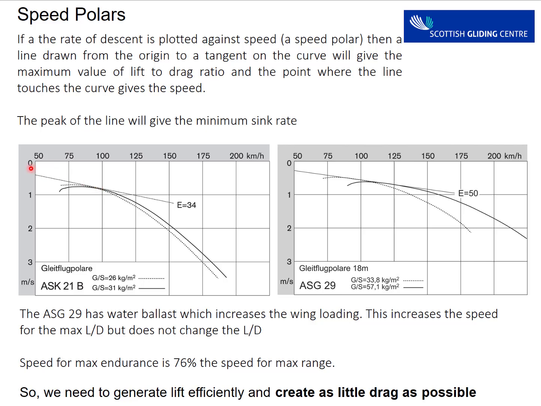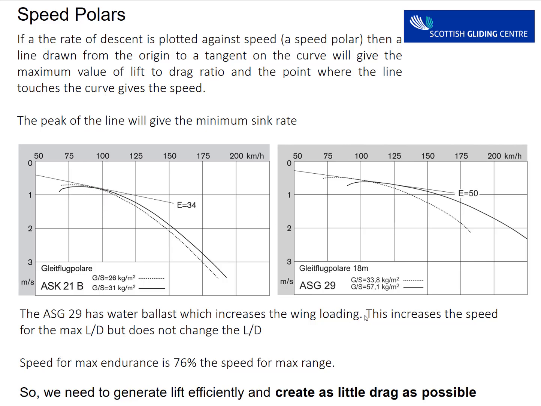So here this is an ASK 21, and what we see is that the slope of the line drawn from the origin to be a tangent to the surface is 34. So for an ASK 21, glide ratio, lift to drag ratio, is 34. And the speed to fly for that ideal lift to drag ratio for maximum range would be, looking here, at about 90 kilometers per hour.